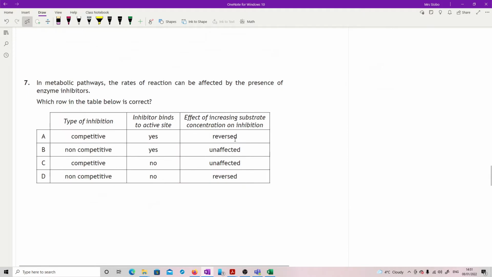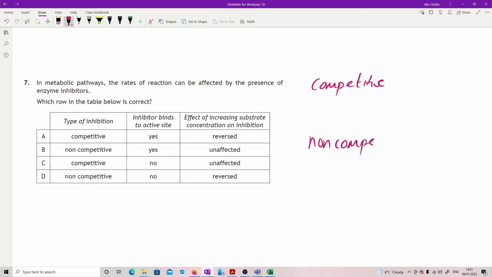Okay, in metabolic pathways, the rates of reaction can be affected by the presence of enzyme inhibitors. Which row in the table below is correct? So we have two types of inhibitor, which you should know. We have competitive and we have non-competitive. This is all just straight definition stuff. So competitive binds at the active site, therefore making it difficult for the actual substrate to get into the active site.